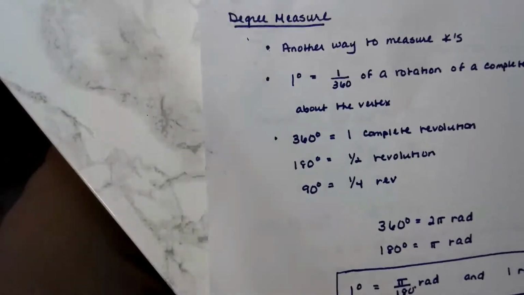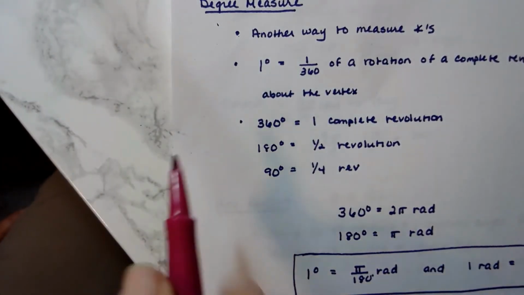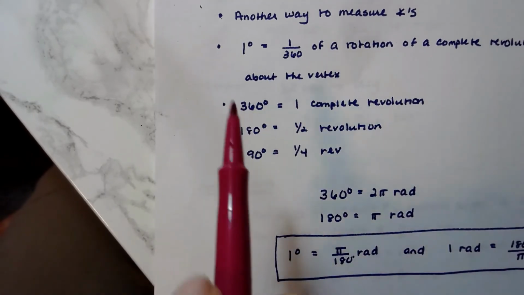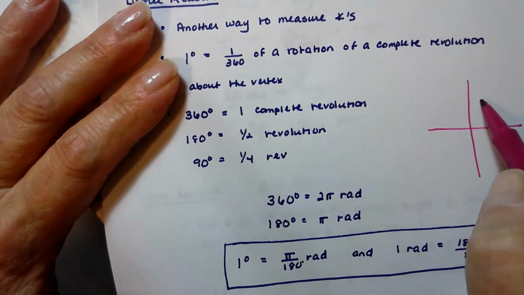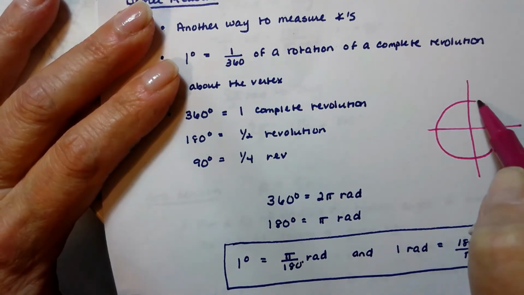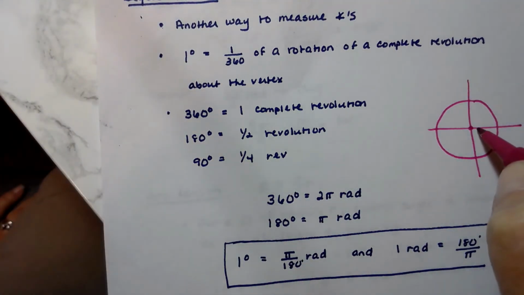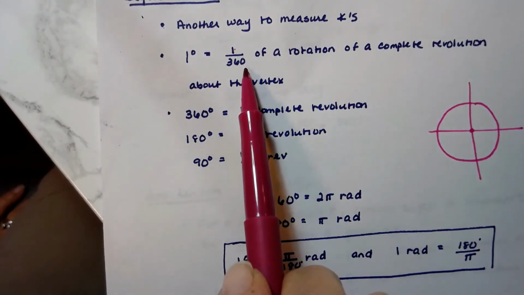Degree measure. This is something you're probably a little more familiar with from geometry. You probably remember some stuff from geometry. But it's another way to measure angles. We rarely use it though in trig. Okay? And 1 degree, so remember, we have this circle whose center is at the origin of the plane. That's the center of the circle. And if I start at the initial side and go all the way around, that's 360 degrees, right? So what that means is 1 degree is 1/360th of a rotation.